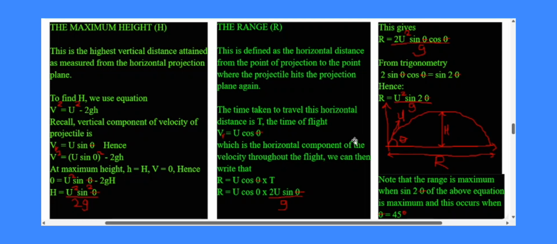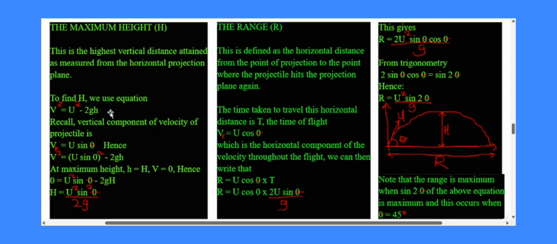Okay, good. To find H, we use one of our equations of motion that we already know, which is v squared is equals to u squared plus 2as. But don't forget, we have said that for a projectile, when the projectile is moving upward, we should use a is equals to minus g. And instead of s, we should use small letter h.